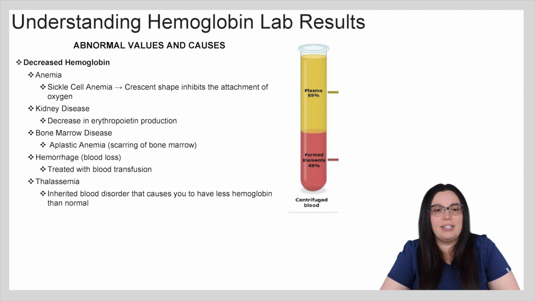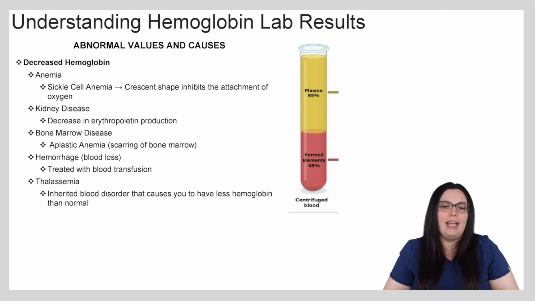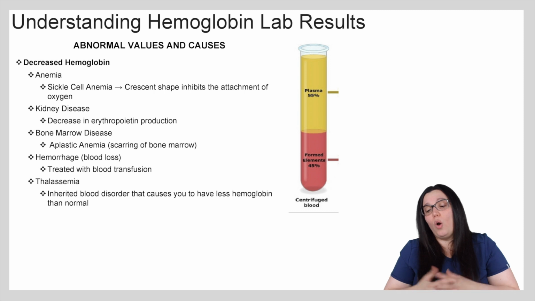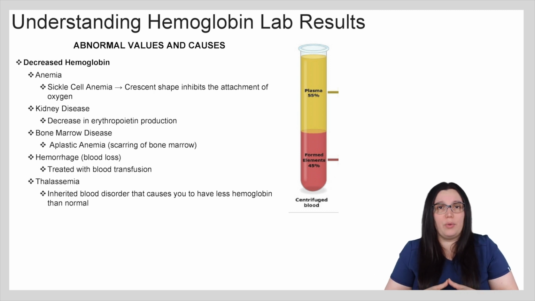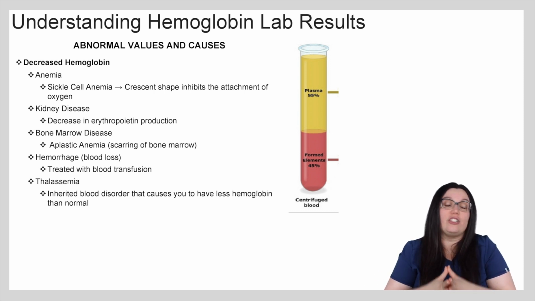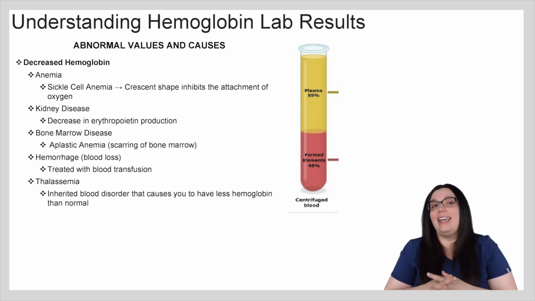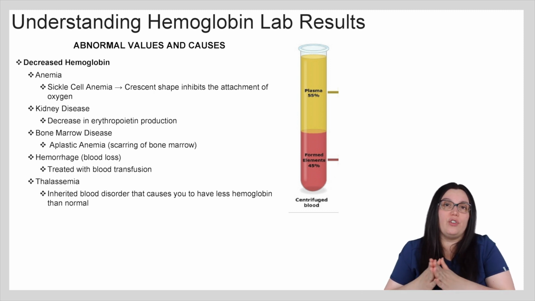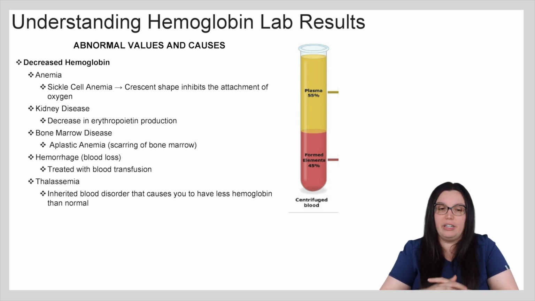Bone marrow disease, such as aplastic anemia, which is the scarring of bone marrow, will affect the production of red blood cells. Any kind of massive blood loss from trauma or surgery will cause a decrease in hemoglobin, and that's usually treated with blood transfusions. Or synthetic erythropoietin can be given to patients such as Jehovah's Witnesses that can't get blood products because of their religion. So that's another option for them if we are having hemoglobin issues.